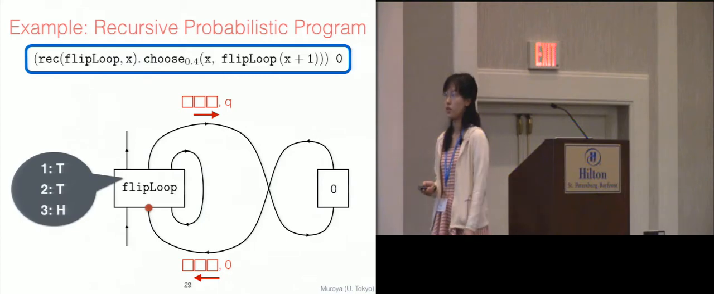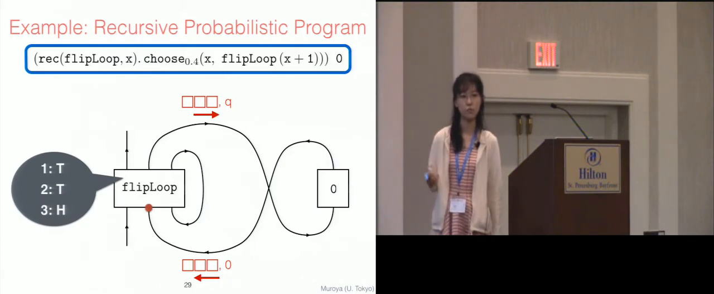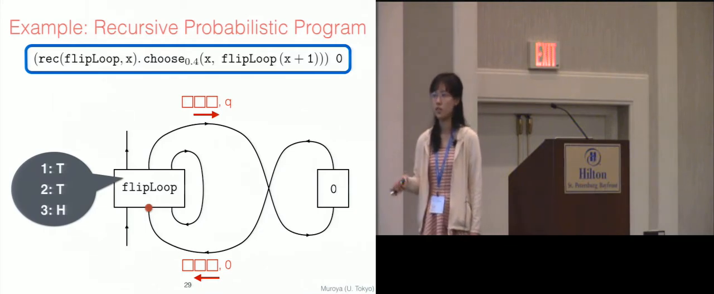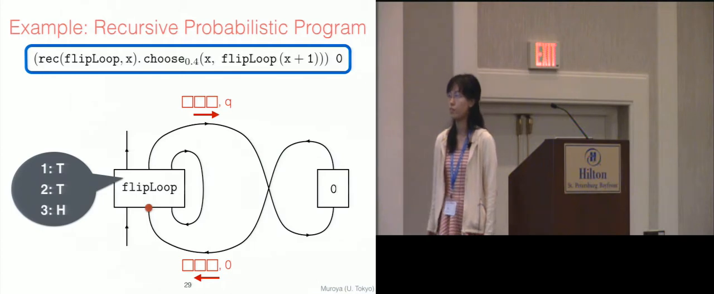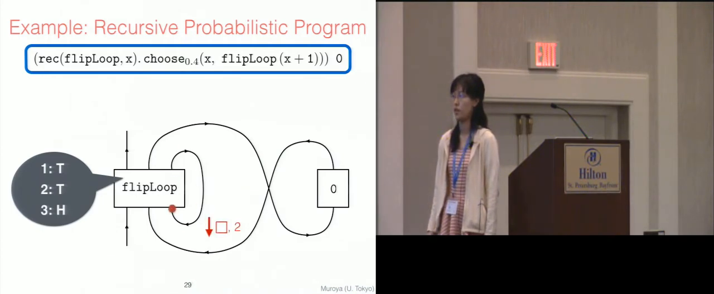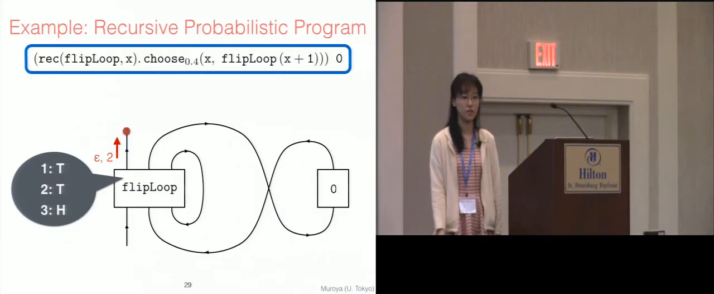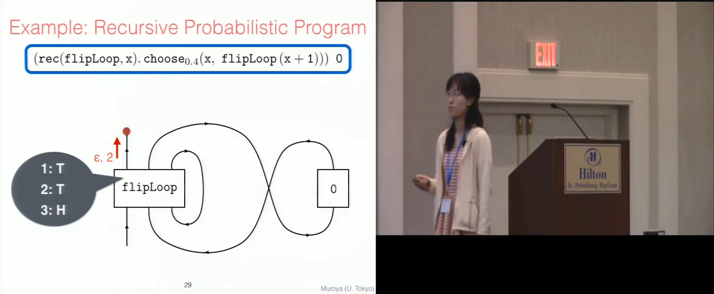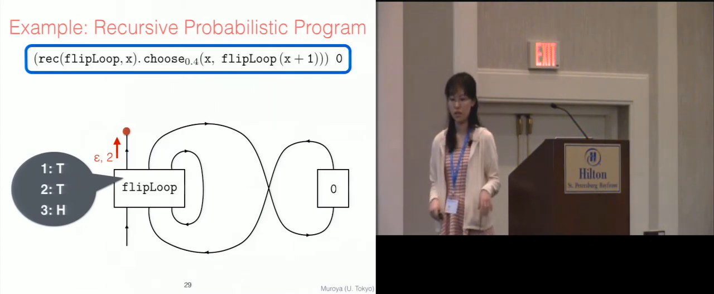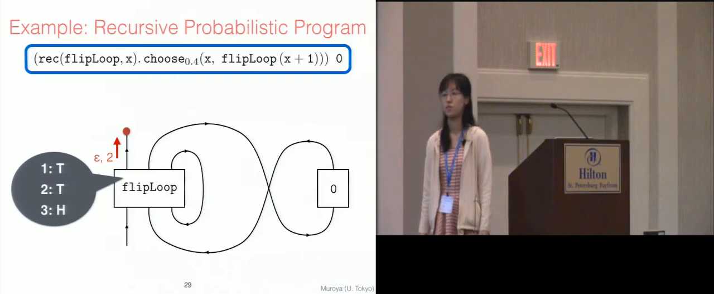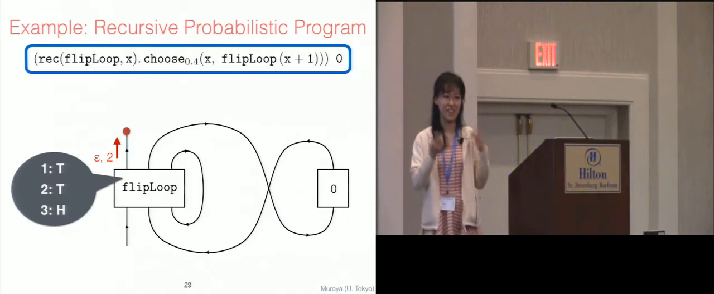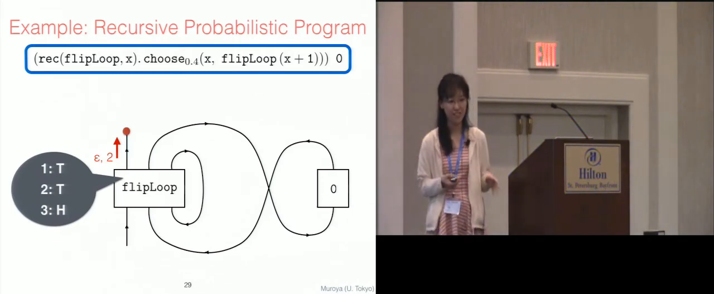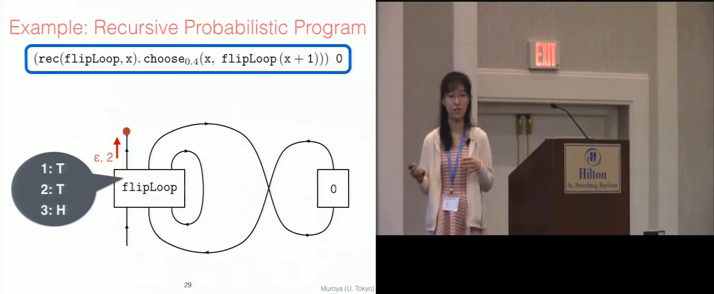Then at this point, the stack memorizes how many times we flipped a coin. And using this data, we calculate the result value, namely how many times we observed tails. In this calculation, the token loops twice. And finally, it exits the graph with an empty stack and the value 2. This overall execution path occurs with probability 0.4 times 0.6 times 0.6. I should say again that this is a very simplified and informal depiction and description of execution.